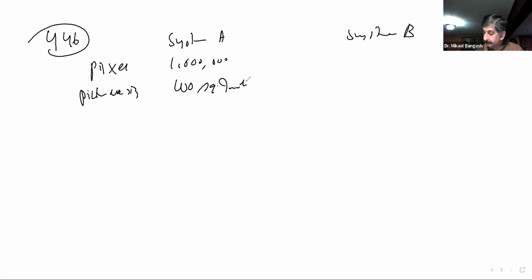Did that make sense? Now for system B, it has an image size of 10 square inches. So here, the first row is the picture size, 10 square inches, composed of 250,000 pixels.